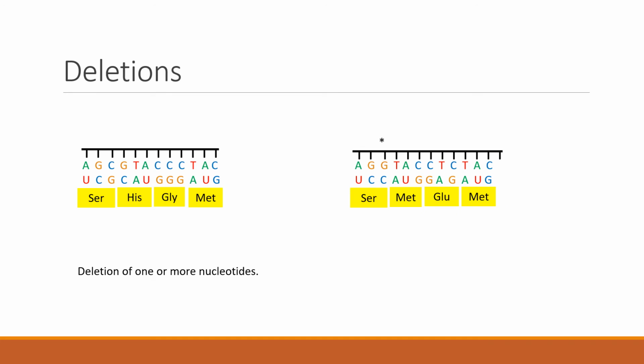A deletion mutation occurs when one or more nucleotides is deleted or removed from the sequence. In this example, we see that the third nucleotide, the C here, is just removed. So the first three nucleotides are now AGG instead of AGC. Although this doesn't affect the amino acid, we can see that a serine is still coded. We can see that it does change the rest of the amino acids in the sequence. So instead of serine, histidine, glycine, and methionine, we now have serine, methionine, glutamine, and methionine.